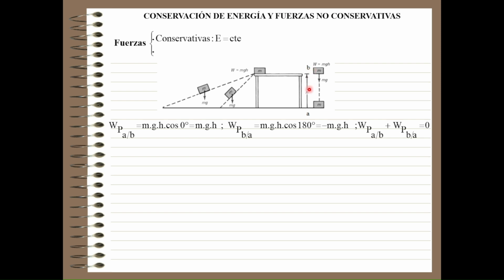But the work from B to A would be equal to the product of the weight mg times the displacement. However, the displacement has an opposite direction. Therefore, the angle formed between them is 180 degrees, and the cosine of 180 degrees is -1. So, the work will be the same as the previous one but with the opposite sign. If we sum both works, the total work done from A to B and back to the starting point along a closed path will equal 0. Confirming another way to define a conservative force.